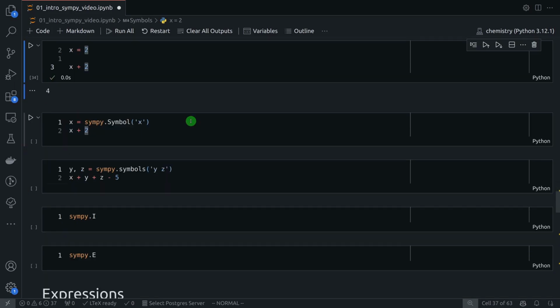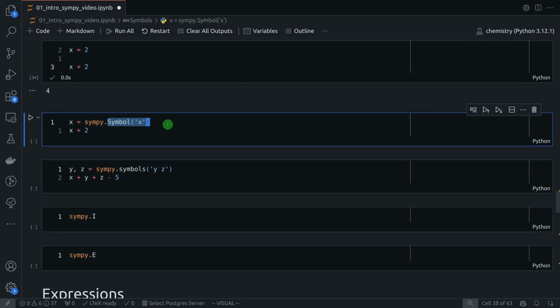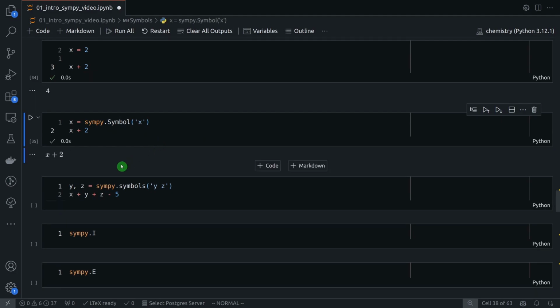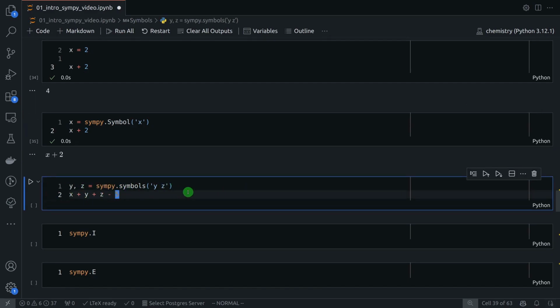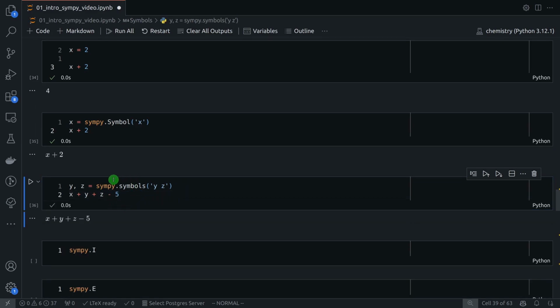That's what is expected from a Python point of view. But using SymPy, you can create the symbol x. And now, if we run this cell, you actually have the symbolic representation of the summation of x plus 2. And you can create as many symbols as you want. Here I am creating y and z and writing an expression with x, y, z, and the integer 5. So here we have x plus y plus z minus 5.